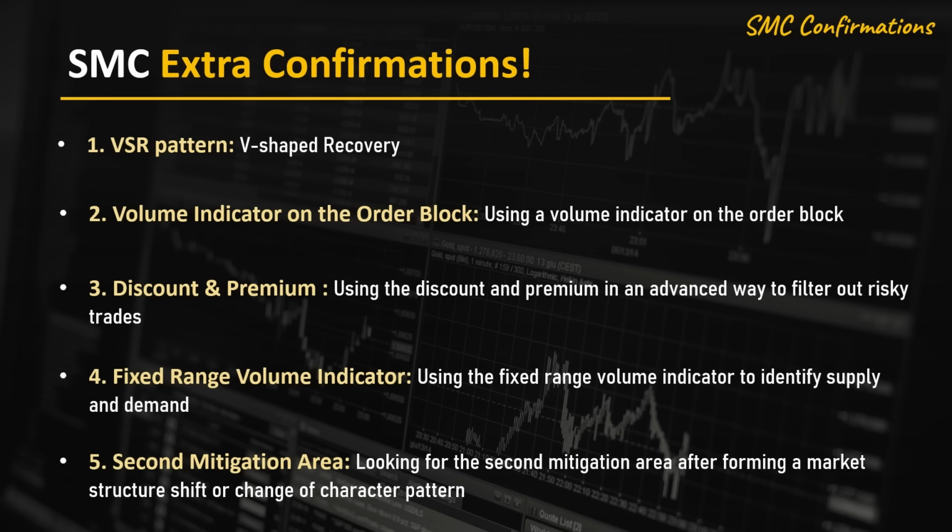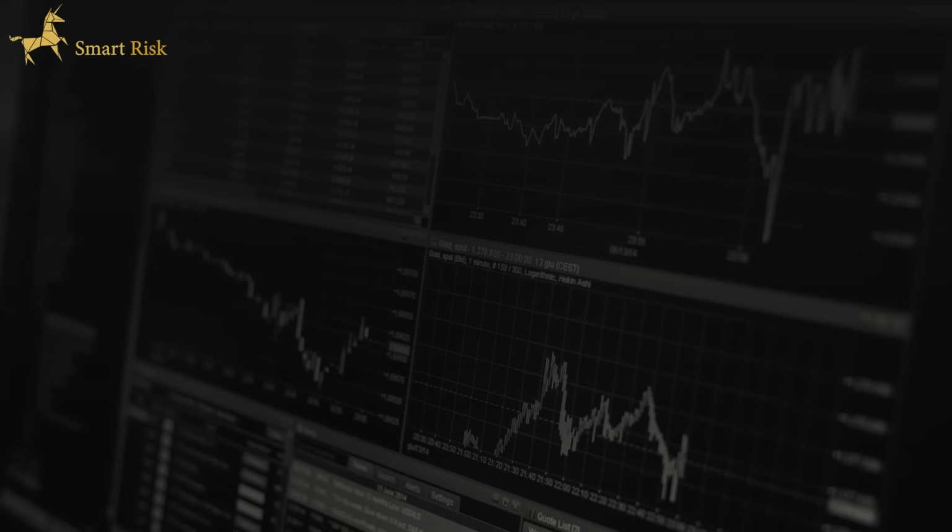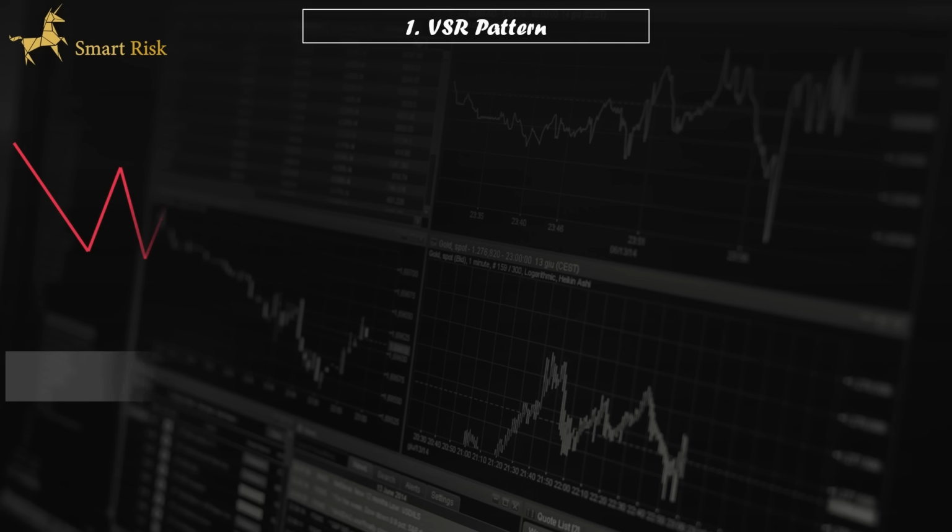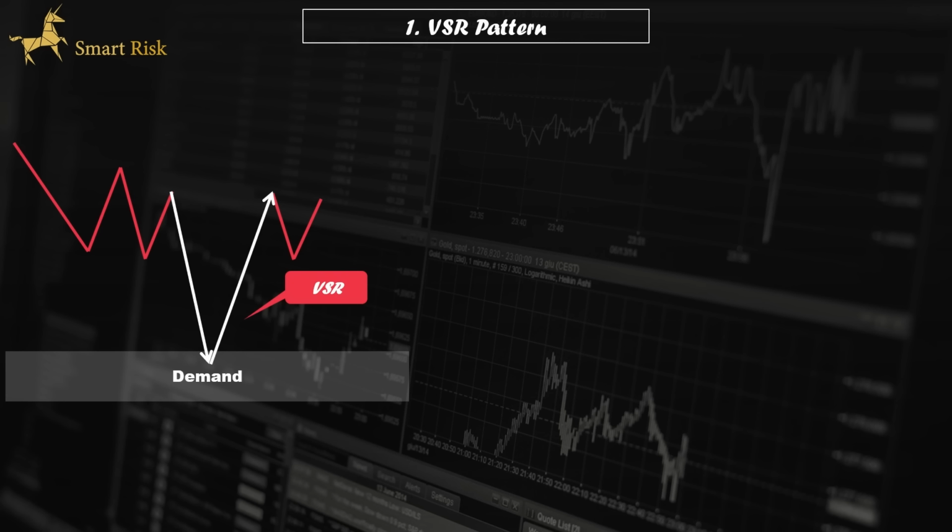Now, let's delve into the details of each method and explore how they can be combined with smart money concepts to provide additional confirmation in trades. Starting with the VSR pattern. VSR stands for V-shaped recovery.